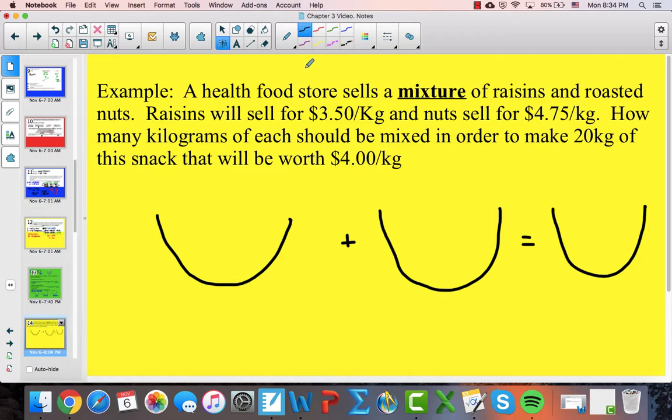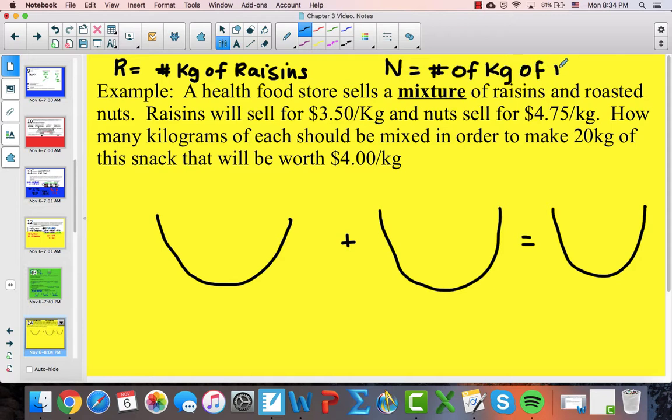But first, I've got to write my variables. So we've got two different things. So we're going to let R equal the amount or the number of kilograms of raisins. I'm really specific when I set these variables so that I know exactly what I'm doing here. And N is going to be equal to the number of kilograms of nuts. So when I'm finished, I can look at those variables and they're very clearly going to tell me what to do.